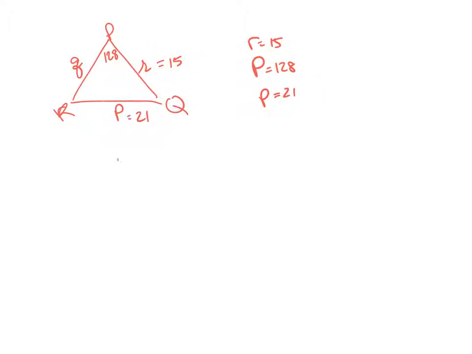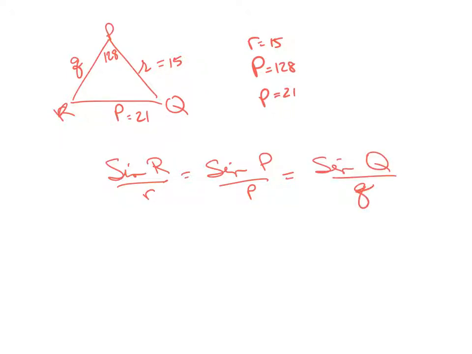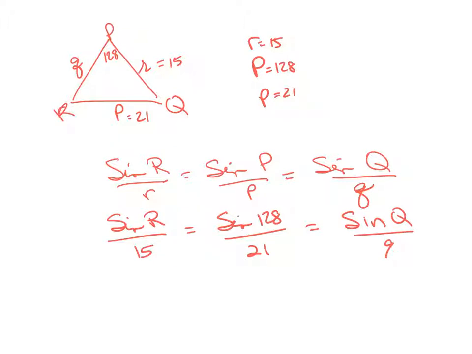So we have sine of R over little r, equals sine of P over little p, equals sine of big Q over little q. Now I put in what I have. I have sine of big R, don't have big R, over 15, equals sine of 128 over 21, equals, I don't have anything for Q, right? So we can't deal with Q right now. We've got to find the other ones first. Got it?